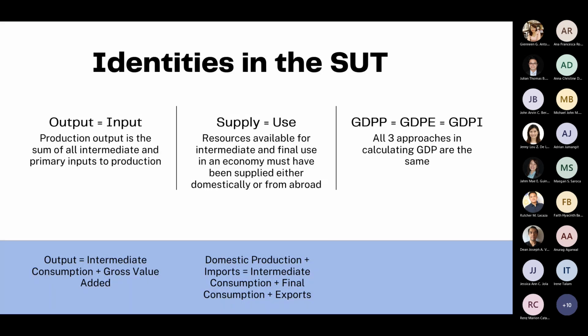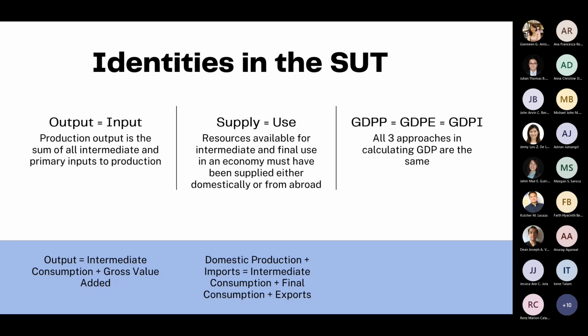Intermediate inputs being our intermediate consumption found in the use table, and primary inputs found in our gross value added table that belongs to the use table. So if you subtract your IC, which is your intermediate consumption, and gross value added from output, it would be 0. The second identity would be that supply must equal use.